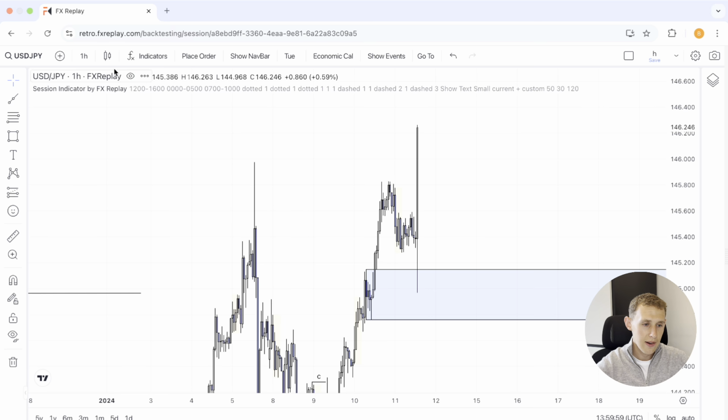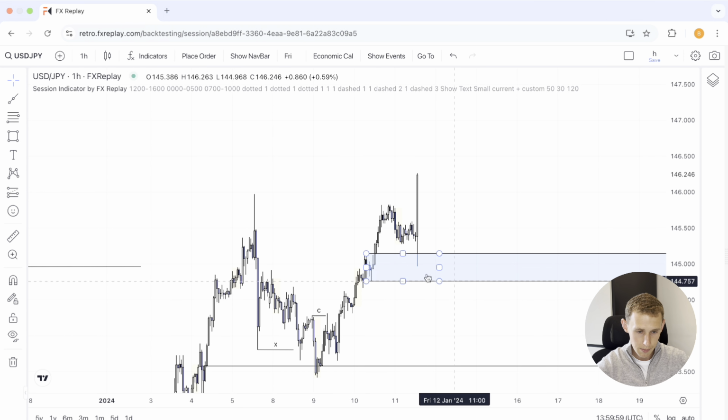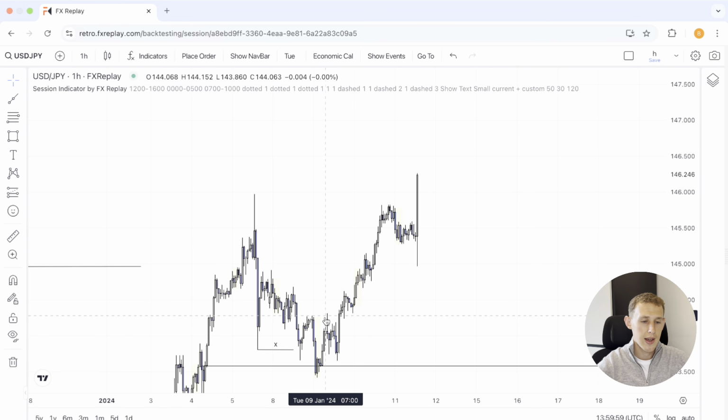Okay, so perfect area, but there wasn't an entry there. You can see price just tapped and went. I think this was probably CPI news at 1:30 on a Thursday. So obviously it wouldn't have been trading that anyway.